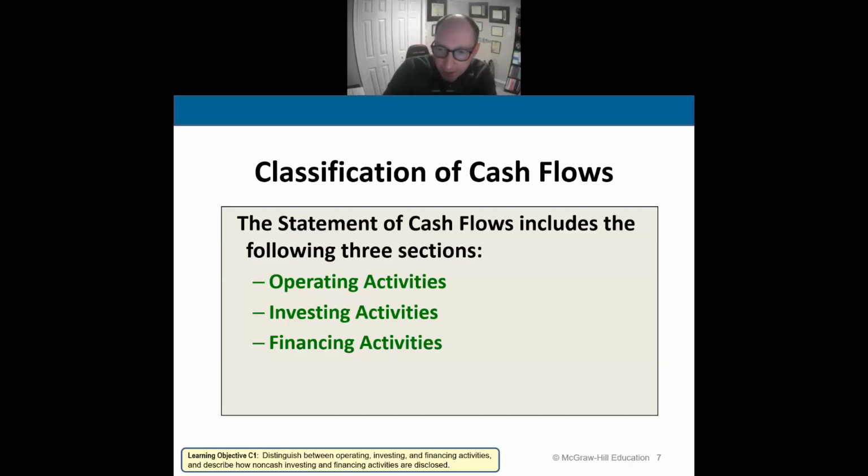And then financing activities would include things like the business took out a loan, the business purchased or issued stock, the business purchased or issued bonds. These are all financing activities. Financing the business.